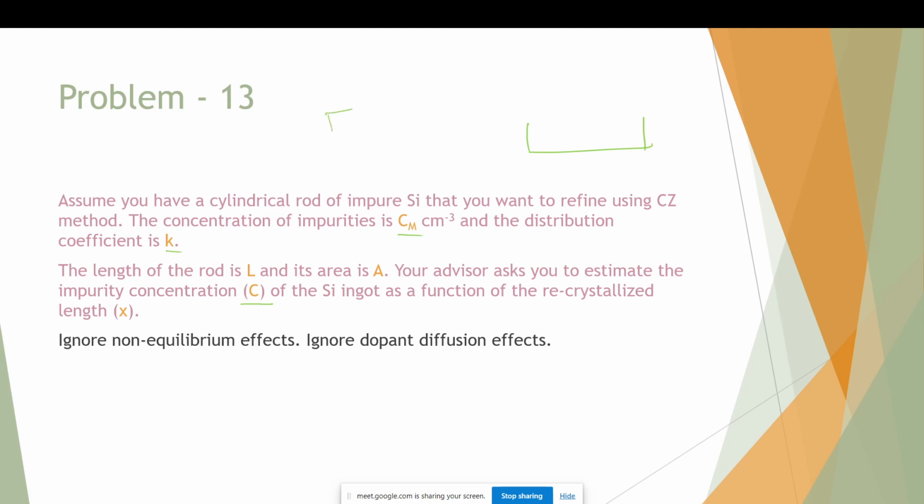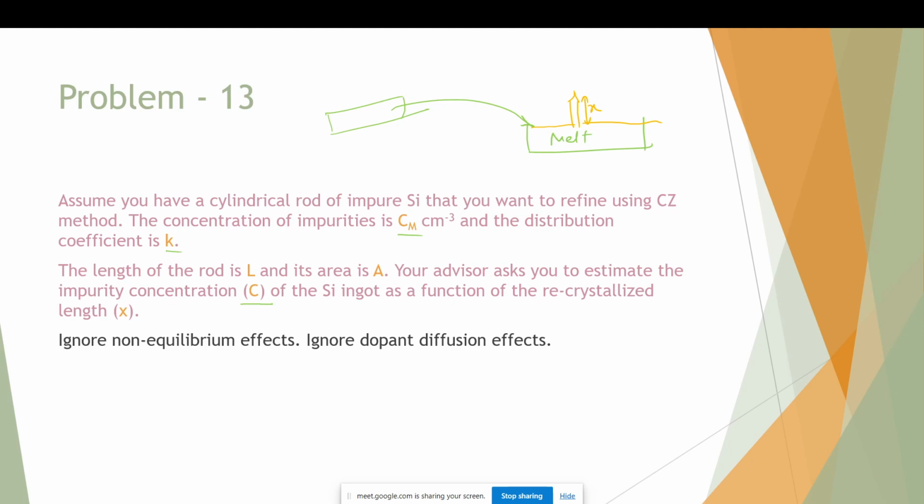So I had a rod initially. I melted it into this melt. Now I am recrystallizing it using some seed, so I put a seed and recrystallize along that. The recrystallized length that I have done till now, they are telling us, is X. So what is the impurity concentration of the silicon ingot as a function of X?